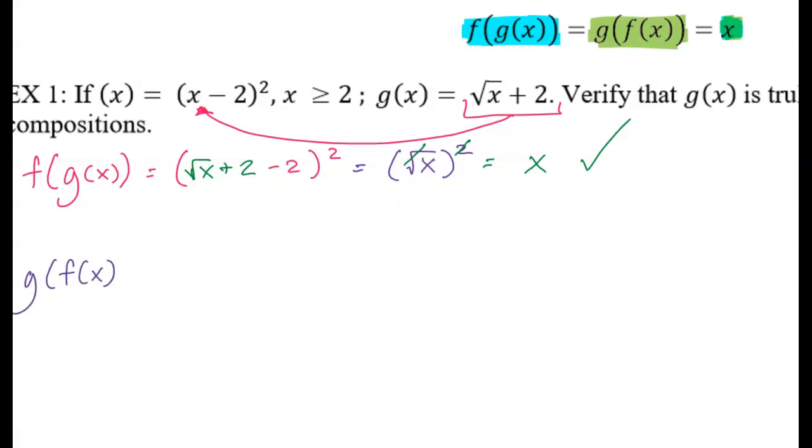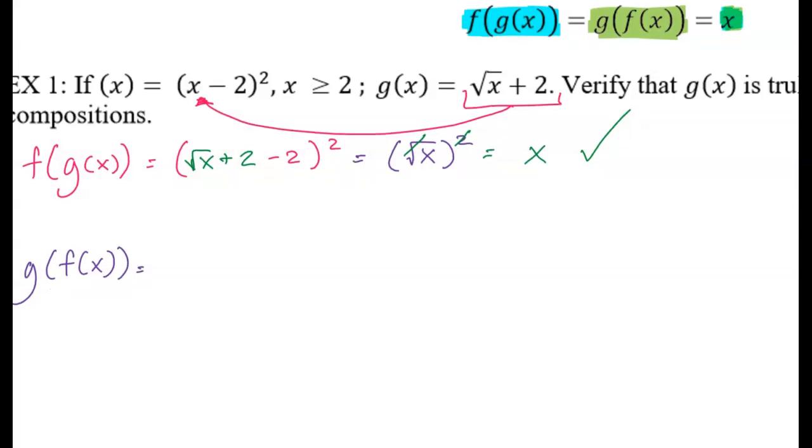But now I need to check g of f of x. So now I'm taking all that f of x is. Oh, I didn't recognize or notice this before. They forgot to put the f in front of f of x. I was just looking at that. Okay, so we're taking all of f of x, and wherever we see an x in g of x, we're writing all that f of x is. So I have the square root of x minus 2 squared plus 2.